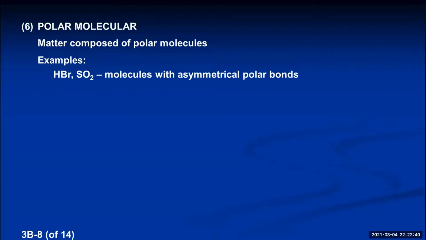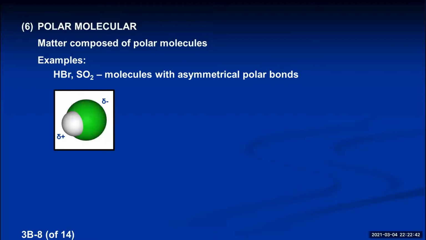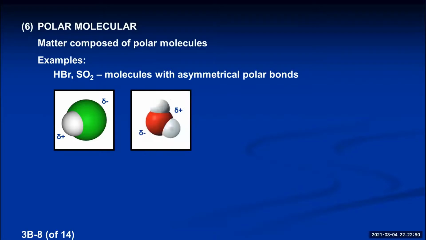They're asymmetrical, so they become polar. So HBr is a polar molecule because the hydrogen end of the molecule is positive, and the bromine end is negative. Sulfur dioxide is polar because, I actually have this written wrong here, the sulfur end is partially positive. The oxygen end should be written as partially negative. And so the molecule has a positive and negative end to it.